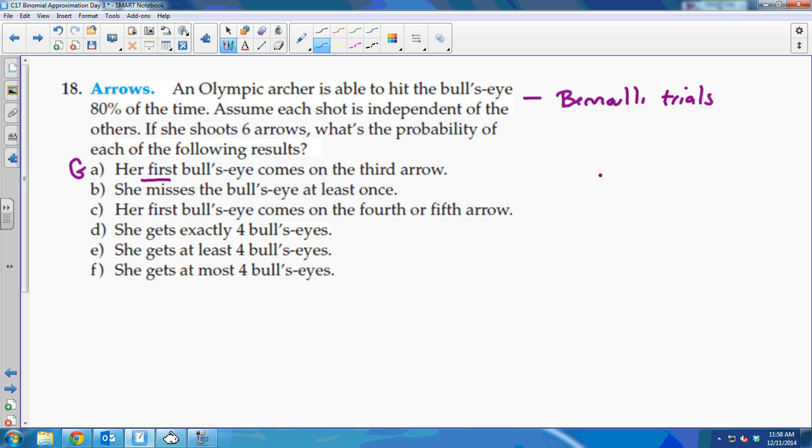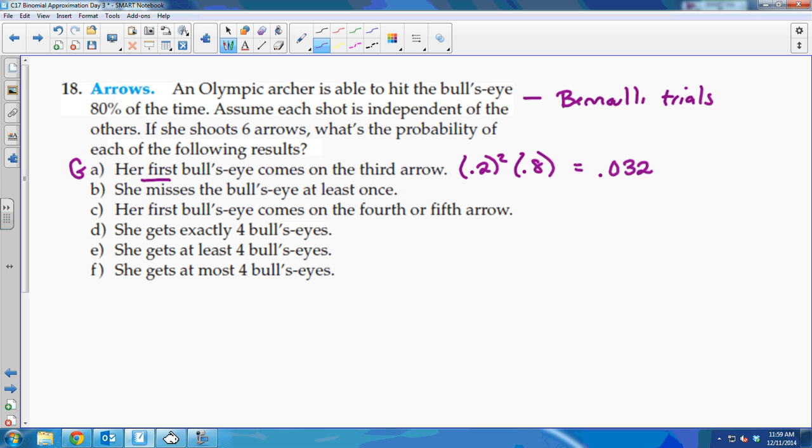So if we were doing that by hand, that means she misses the first two. So it's 0.2 squared times 0.8. If you were going to use the calculator, which you really don't have to in this case, would you use PDF or CDF? PDF, because you're doing the first one on a specific trial. Excellent. So that ends up being 0.032. Yes, good. Okay. B, I think, is the most confusing one in the whole list.